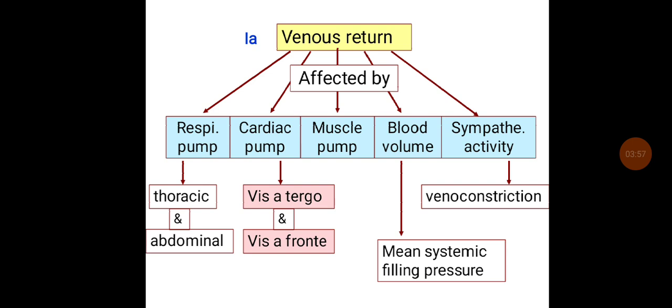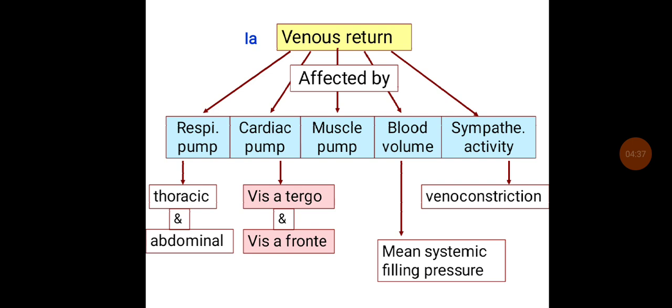Whereas the muscle pump: the blood in the muscle is squeezed because of skeletal muscular contraction. And in the veins we also have valves, which help in the unidirectional flow of blood in these venous channels. That's how, whenever there is a contraction of the muscle, the blood always moves from the periphery towards the heart. And obviously the venous return depends on the blood volume.